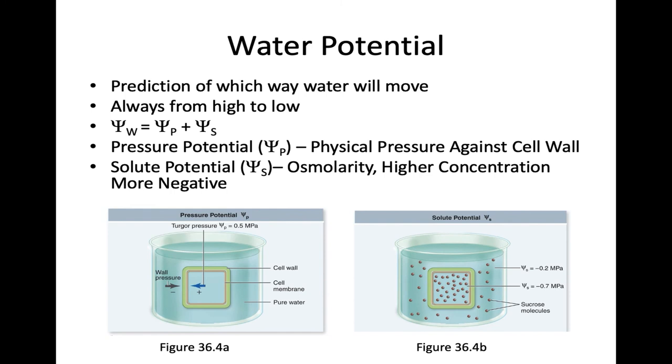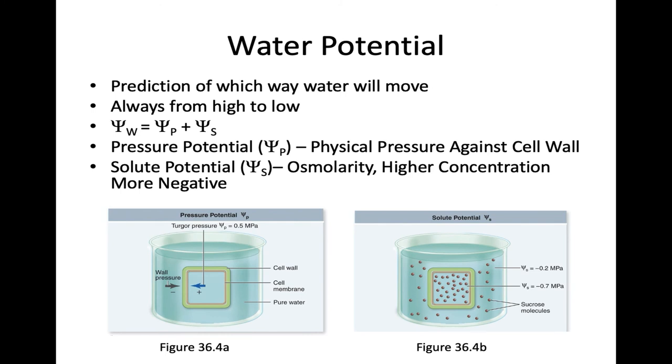Solute concentration is the other important factor, so water potential is a combination of physical pressure and solute potential. Water will move from a lower solute concentration to a higher solute concentration. In the example shown here, there's the sucrose. The concentration of sucrose is higher inside the cell than it is outside the cell, which means the solute potential inside the cell is more negative than outside the cell. Since water will move from a higher to a lower potential, the water outside the cell will have a higher potential to move into the cells.